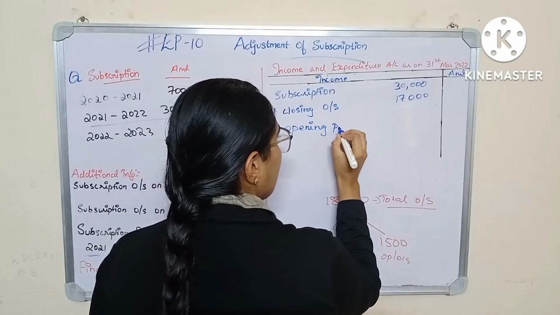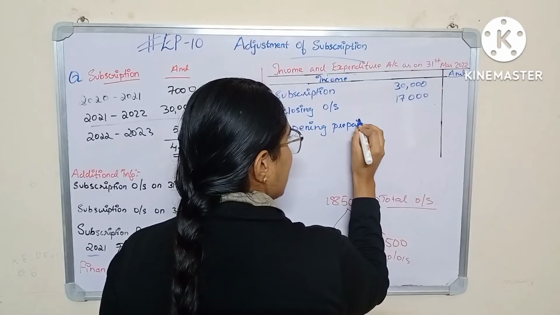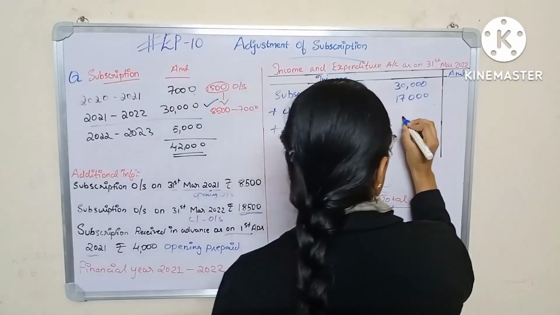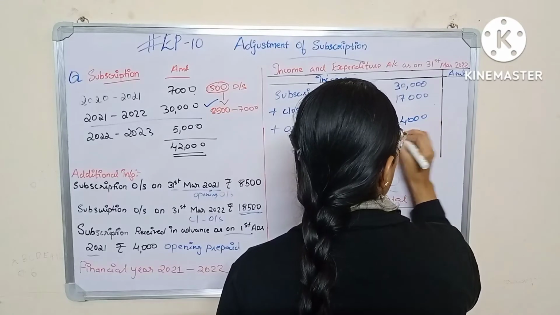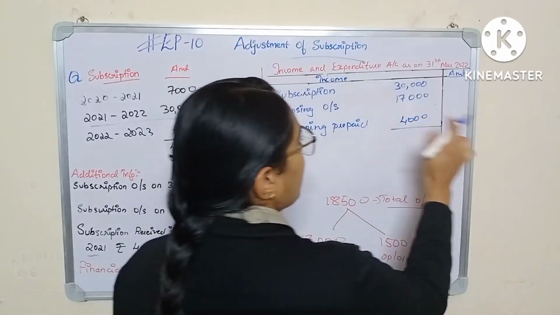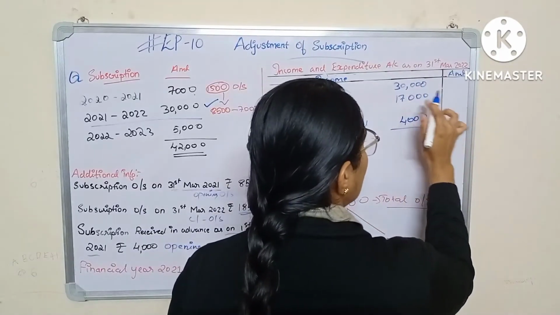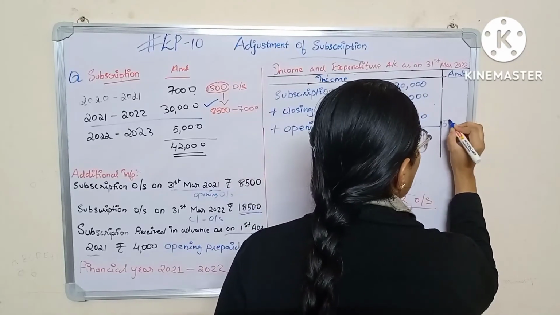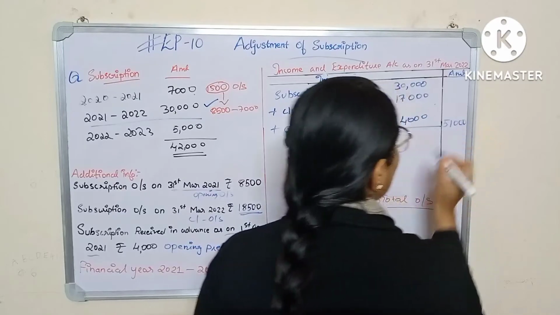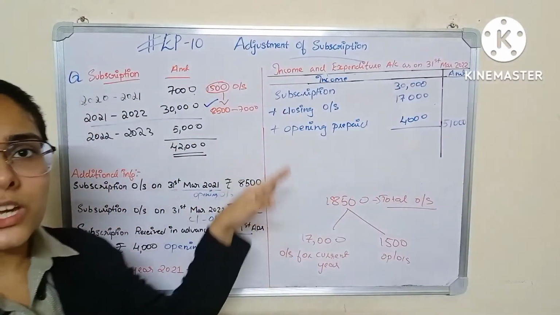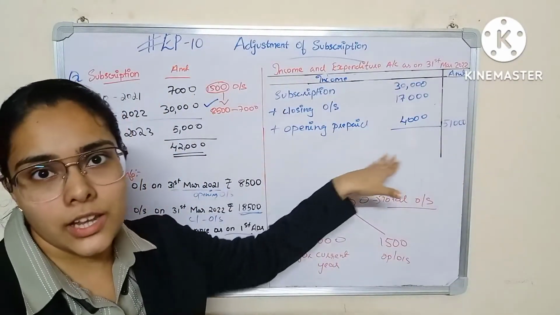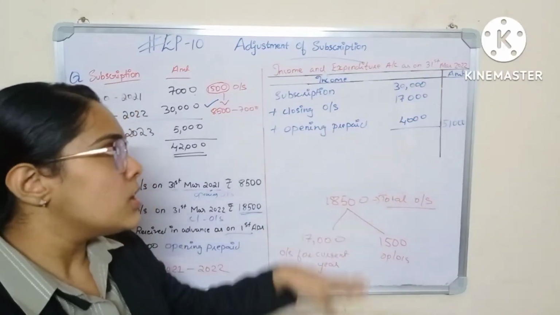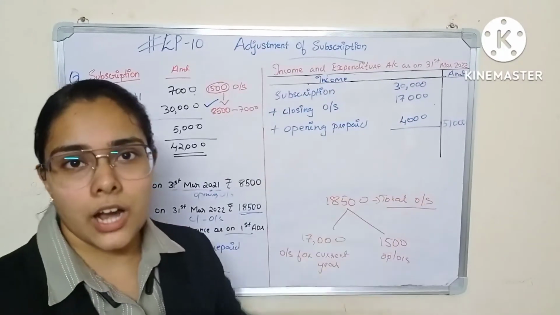Opening prepaid. How much is that? 4,000. So you will get a total of 42 plus 47. 47 plus 4, it's 51. 51,000. 51,000 is the amount to be shown as a subscription in the income and expenditure account. So here this income and expenditure account is completed.